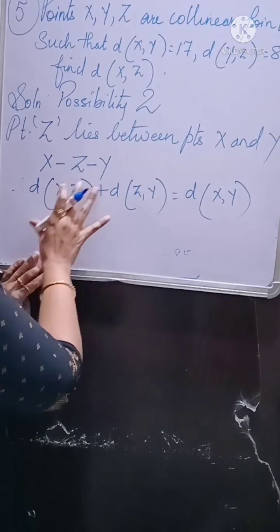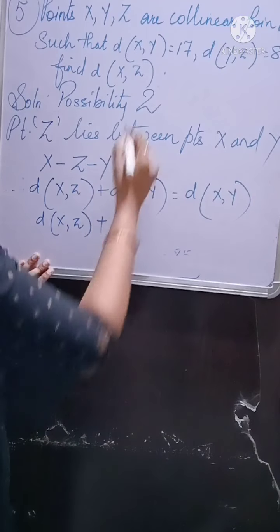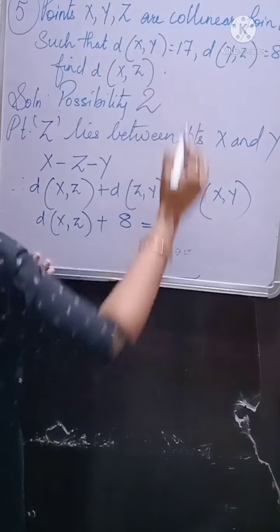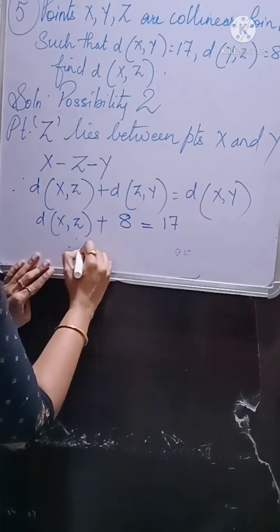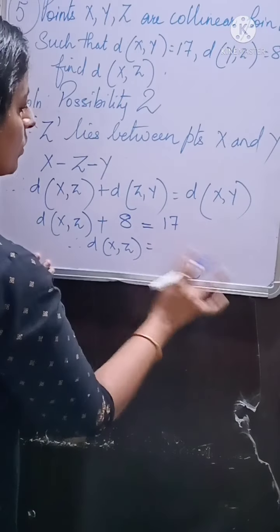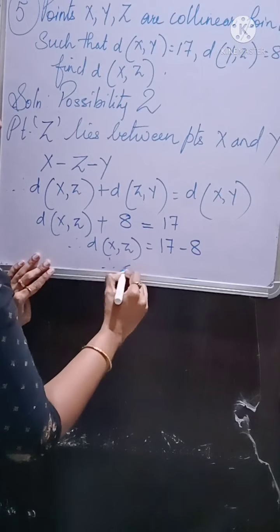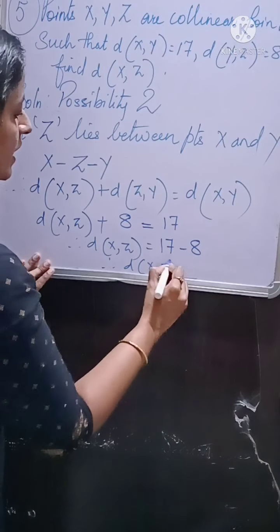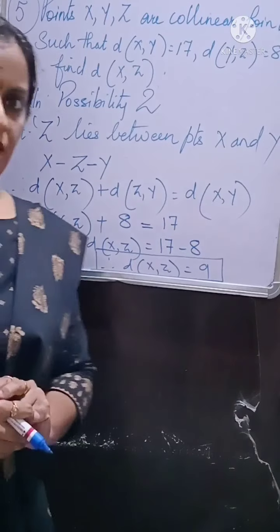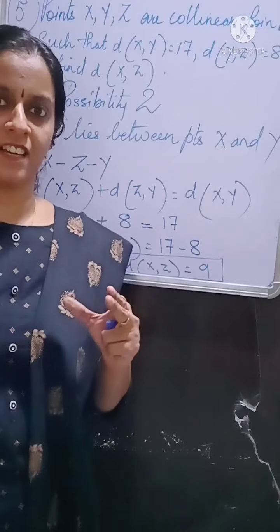Substitute the values. X comma Z we don't know, that is the question, plus Z comma Y is nothing but 8 is equal to X comma Y, which is 17. So therefore the distance between X comma Z is equal to 17 minus 8. Distance between X comma Z is equal to 9. 17 minus 8 is 9. So from the second possibility we got 9 as the answer.